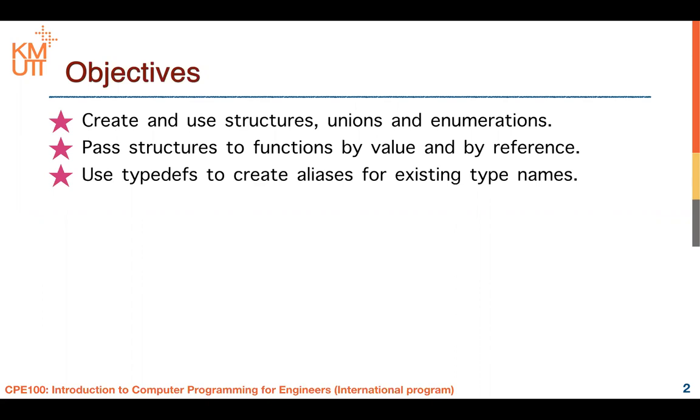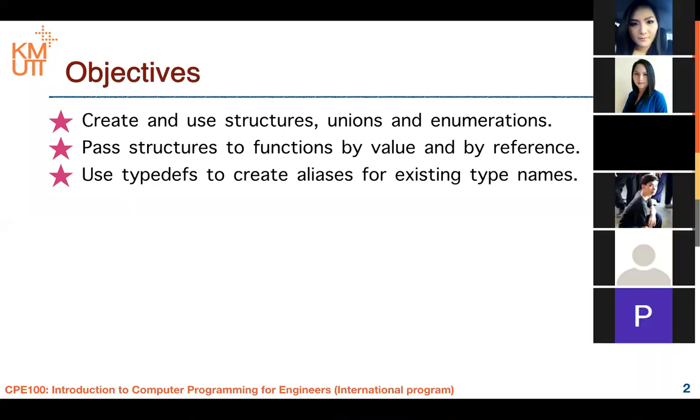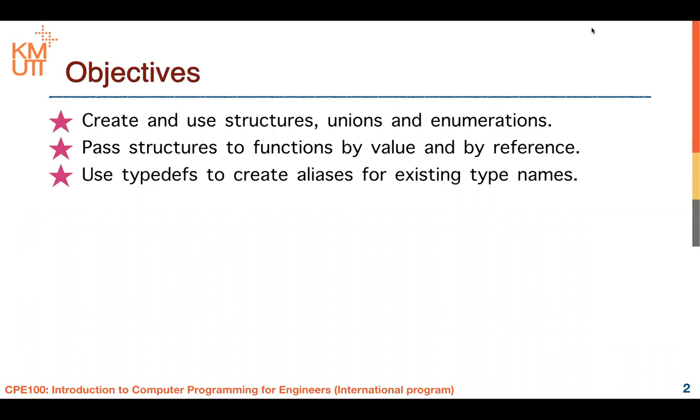An enumeration is a set of constants that is divided into a set of meaningful constants that can be written in terms that human beings like us can understand. The next one is that we have to know how to pass the structure to a function, both by value or by reference. And the last one is that we have to define a new data type that we call a user-defined type. That will be the type of the structure, for which you can use the keyword typedef. Typedef creates an alias for existing type names, and it will be useful for the expert user.